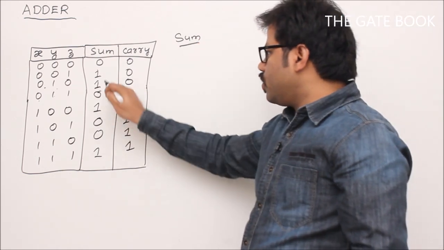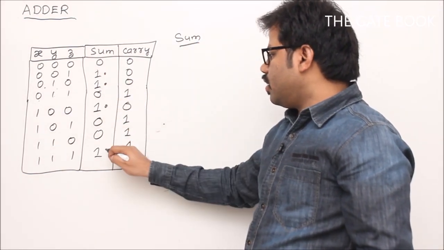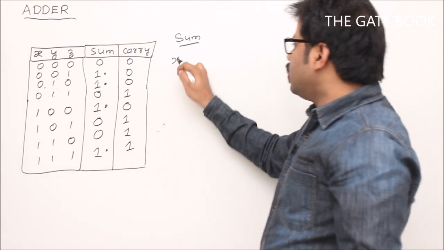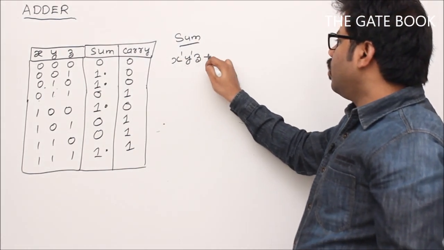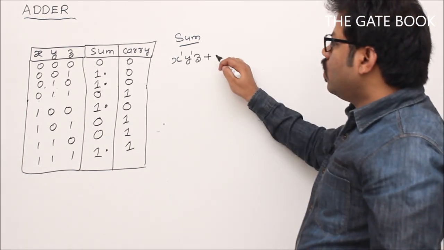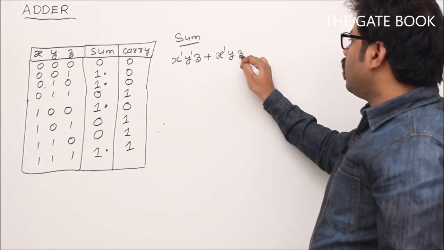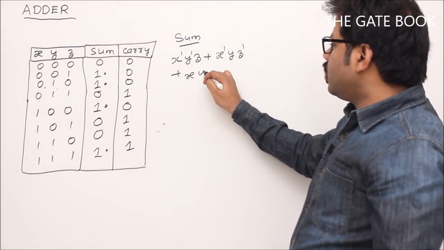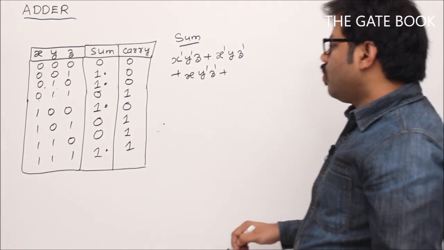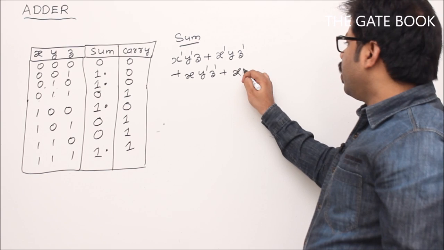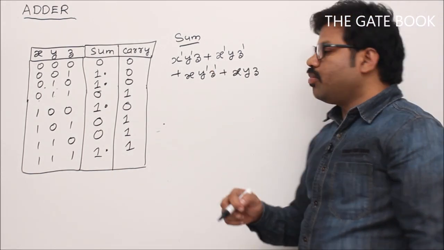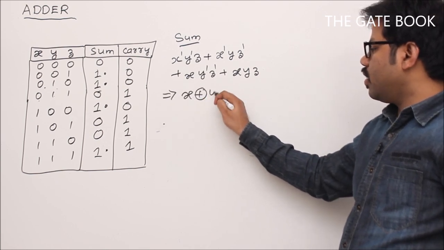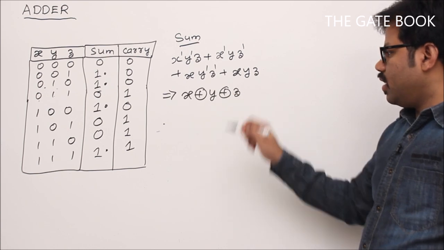What is the equation for sum? If you see this bit, this bit, this bit and this bit, okay? If you understand that, it would be x bar y bar z, isn't it? X bar y bar z plus this one 0 1 0, x bar y z bar, plus this one 1 0 0, x y bar z bar, okay. Fourth one x y z, fine. So you can't simplify it, it will not be simplified, remember it. So this is also known as x XOR y XOR z.